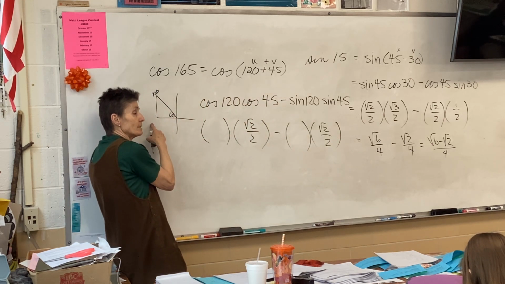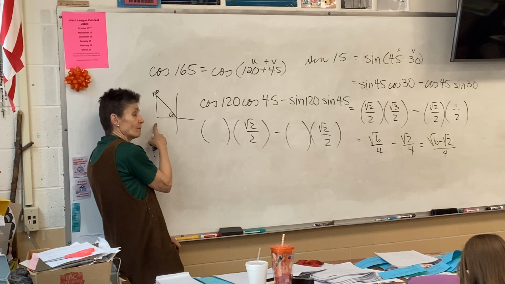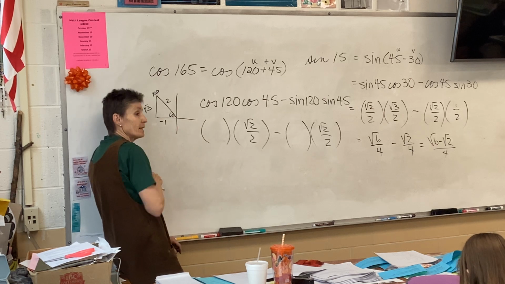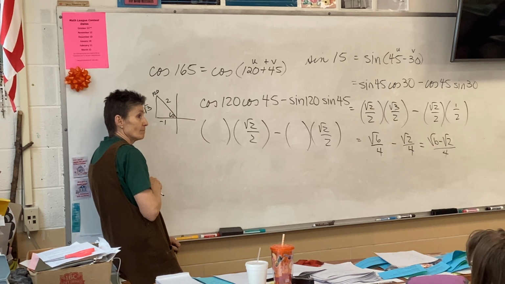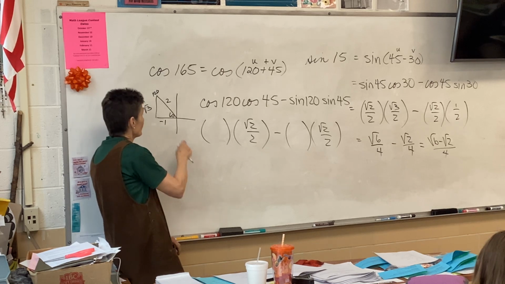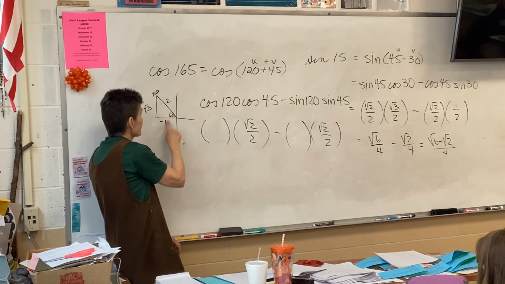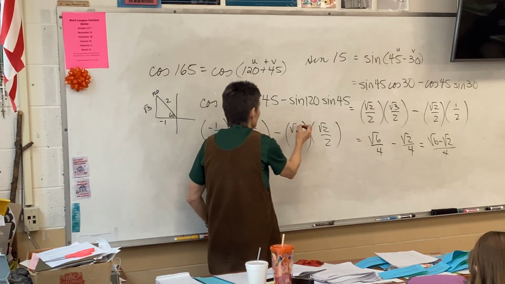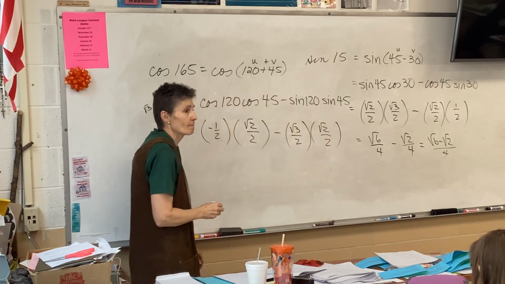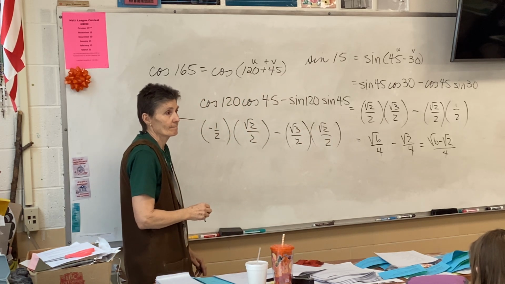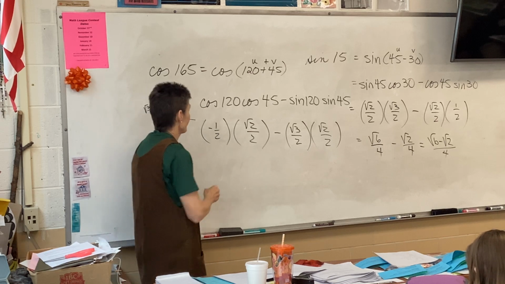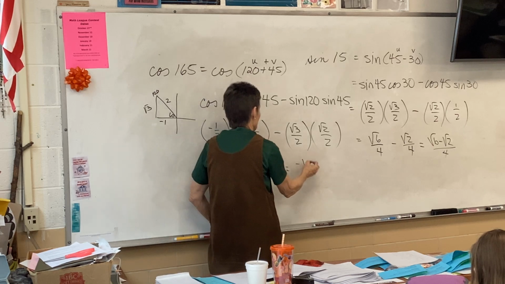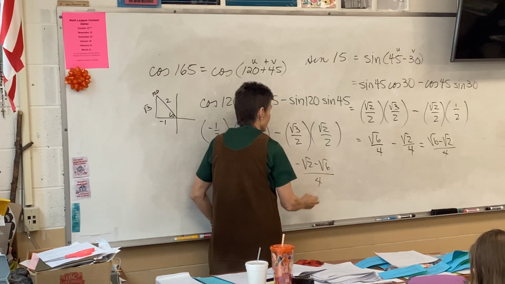Now, I started to draw my 120 over here, but I never finished it. So this would be 1, root 3, 2, and negative. Negative 1 half. So cosine is negative 1/2, and sine is root 3 over 2. Then you've got negative root 2 over 4 minus root 6 over 4. So negative root 2 minus root 6 over 4.